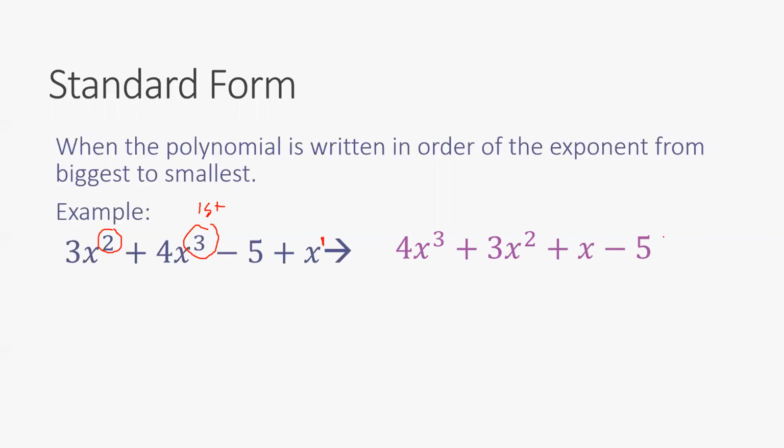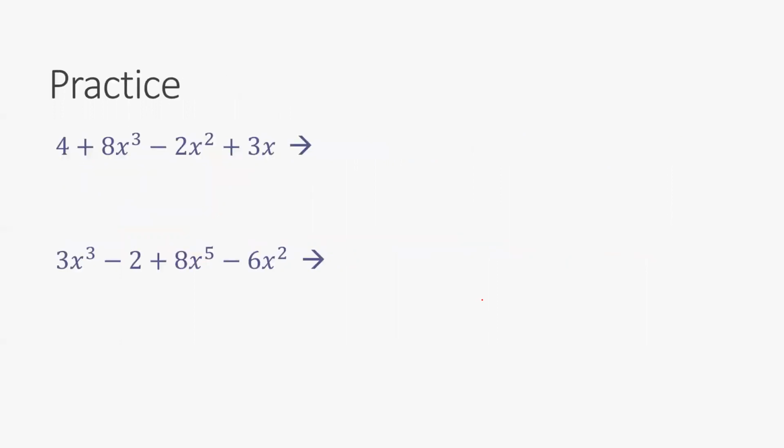Now remember, we're looking at the exponent, so it doesn't matter that 4 is bigger than 3 over here, because those are the coefficients. Those are the numbers in front of the variable. I'm looking at the 3, the 2, the 1, and the constant always goes last. So I'd like you to pause the video right now, and I want you to answer these practice problems. So you've got 2 practice problems in your notes. I'm going to have you pause for 30 seconds, write these down in standard form, and come back and check your work.